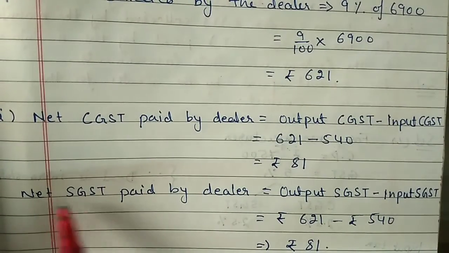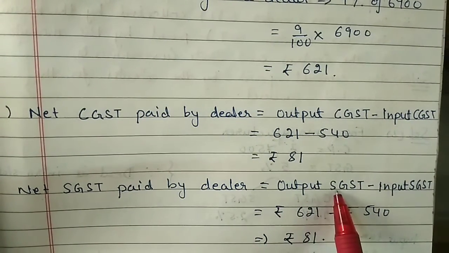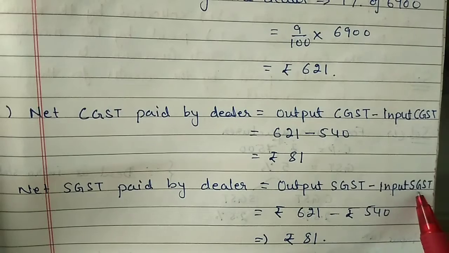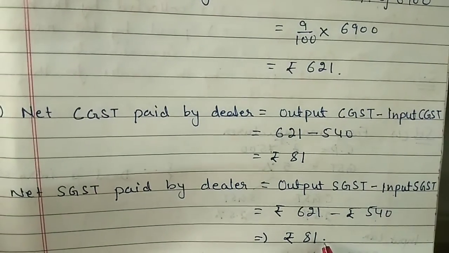Next, net SGST paid by the dealer, same thing. Output SGST minus input SGST. 621 minus 540 equals 81 rupees.